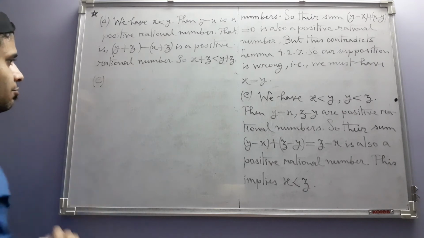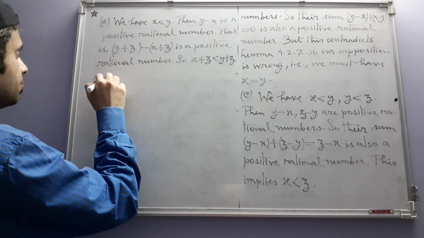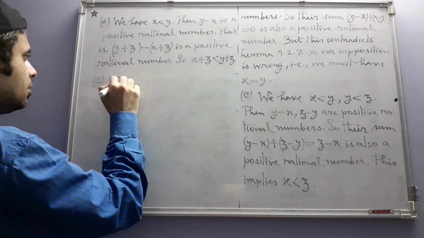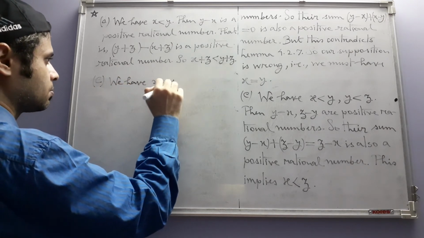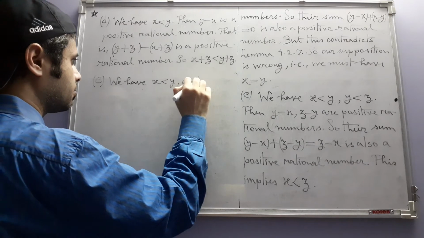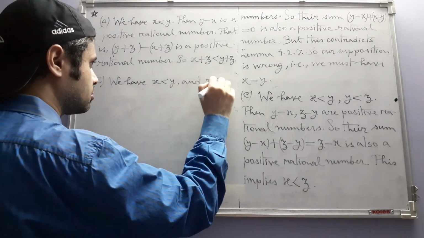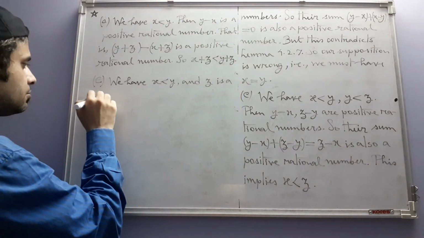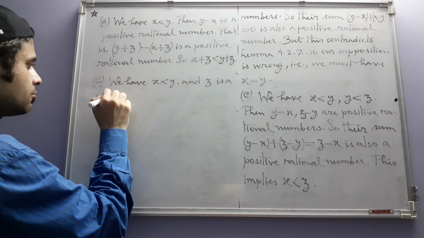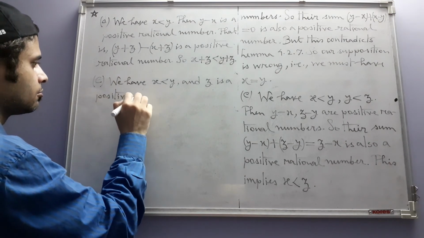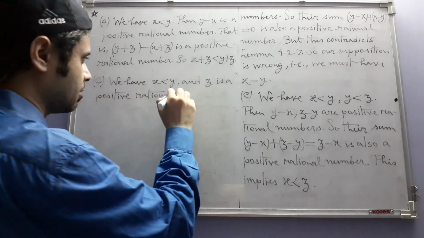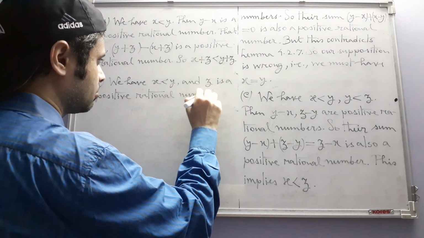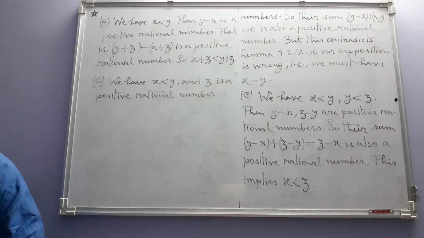Finally, positive multiplication preserves order. We have this, and z is a positive rational number. But the ink is already gone.